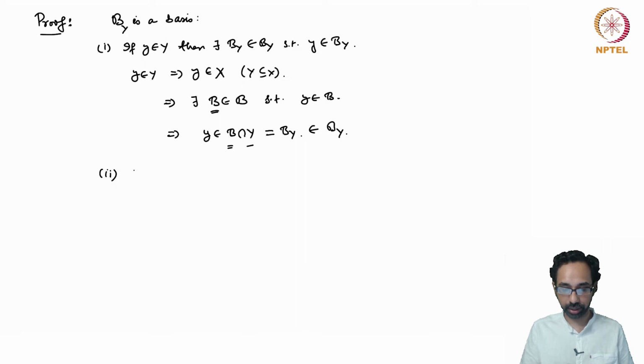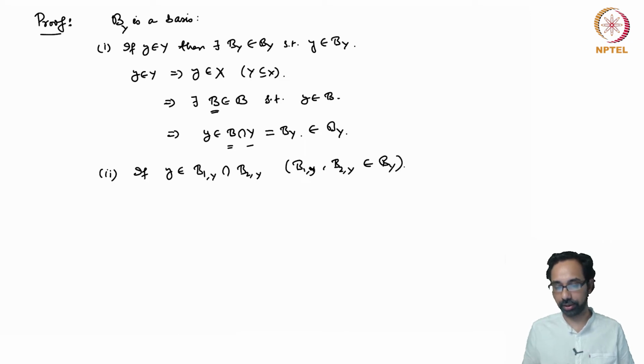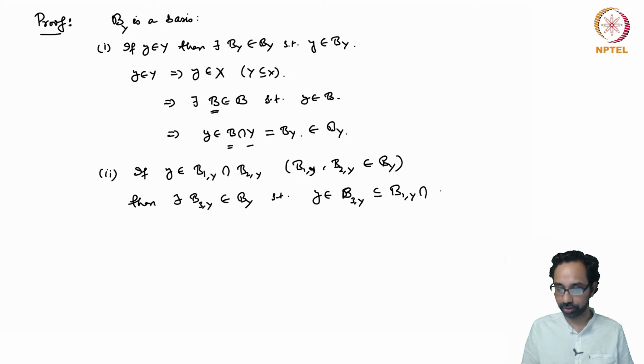The second property is to show that if y belongs to B1_Y intersection B2_Y, where B1_Y and B2_Y are in this collection B_Y, then there exists a B3_Y which belongs to this collection B_Y, such that y is in B3_Y, and which is a subset of B1_Y intersection B2_Y.